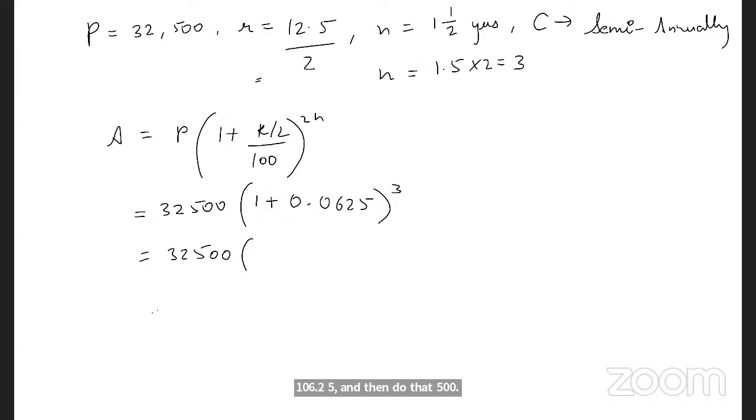Yes, Samuel. Or you can just do it directly. First divide 12.5 by 2, then divide what you get by 100. So you get 0.0625. This also you can follow. Both ways are correct. Then I add 1 to it, so it becomes 1.0625, raised to the power 3.